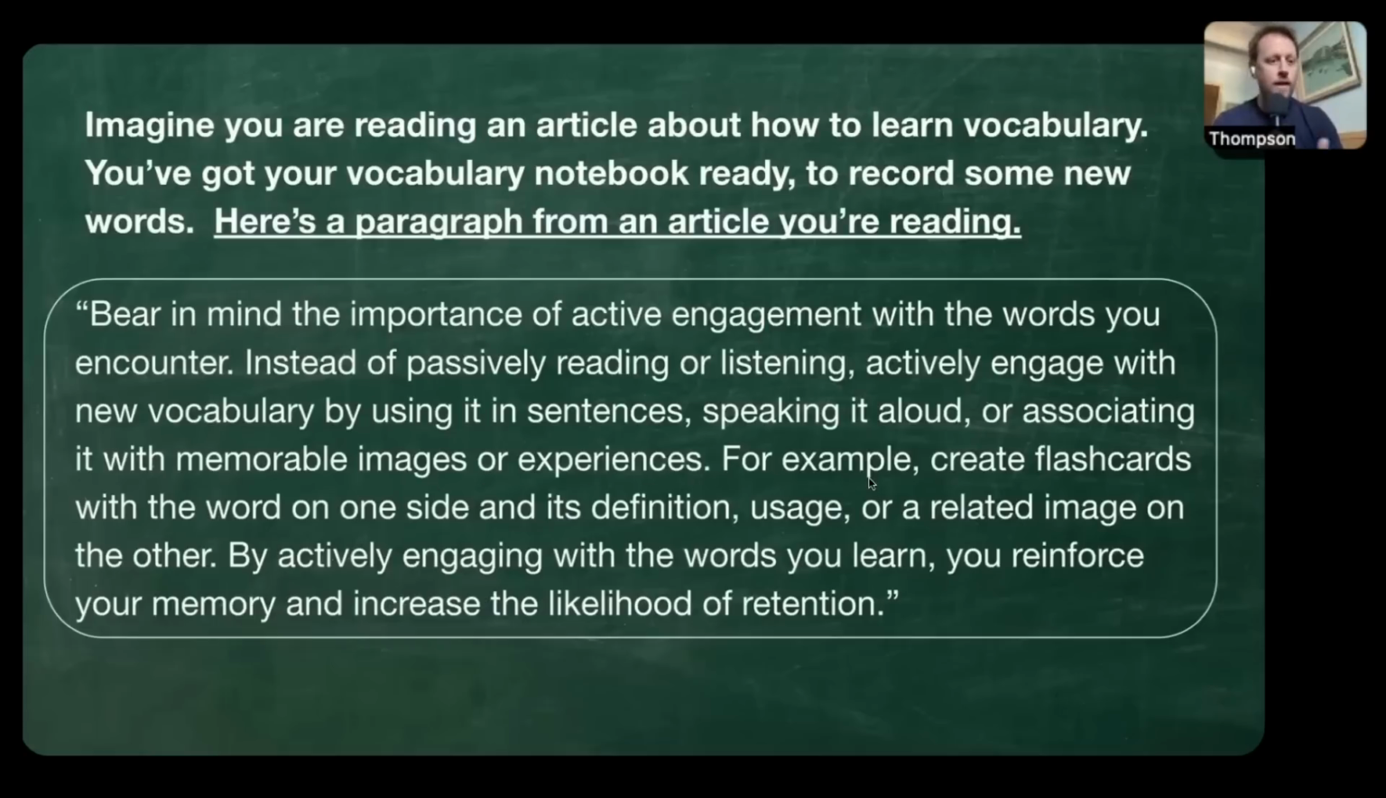For example, create flashcards with the word on one side and its definition, usage, or a related image on the other. By actively engaging with the words you learn, you reinforce your memory and increase the likelihood of retention. So let's now look for some vocabulary in there, right? And bear in mind, I'm not here to teach you specific vocab exactly, but just to show you the process that you could use.